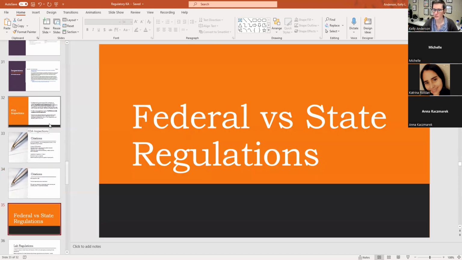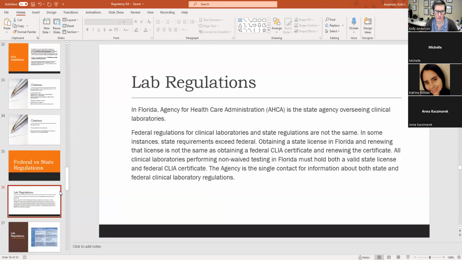Okay, so what's the difference between federal and state regulations? So CLIA is federal, but they are federal laws. And we will talk about Florida specifically, because that's where we are. In Florida, we have the Agency for Healthcare Administration. It is the state agency that oversees clinical laboratories, as well as a lot of other things.